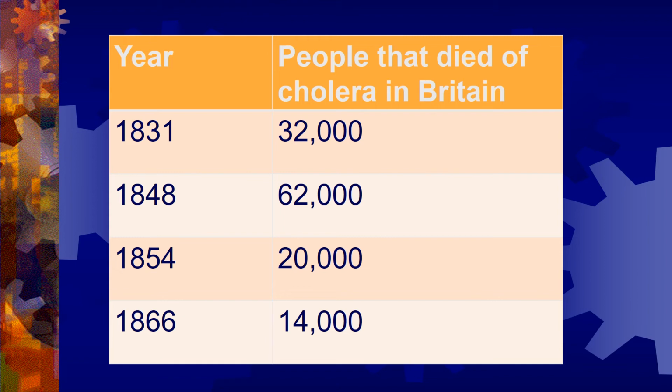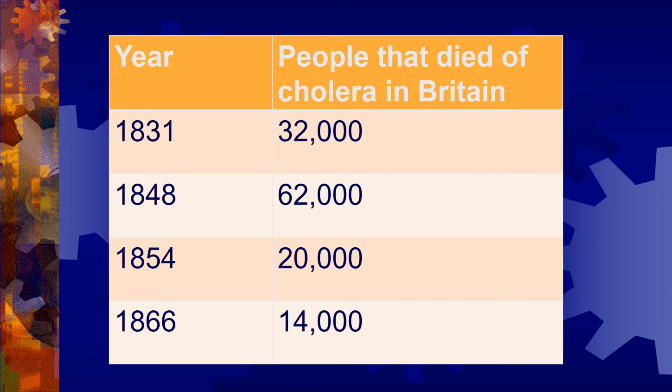Cholera was a major problem at this time. It became known as King Cholera. Ultimately it caused so much death across Britain. So you'll see here the different years and the people that died of cholera in Britain. In 1831, 32,000 people died. In 1842 there was a cholera epidemic where about 62,000 people died. In 1854, 20,000 people died. And in 1866, 14,000 people died.